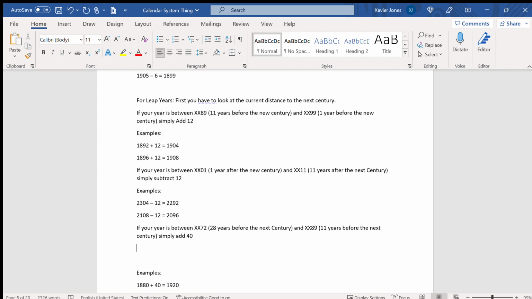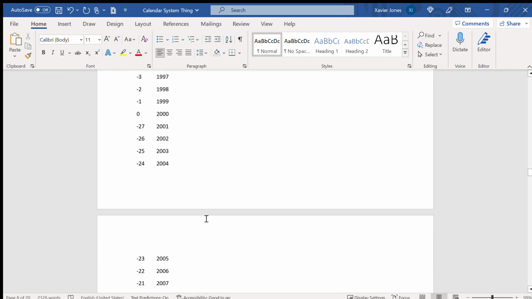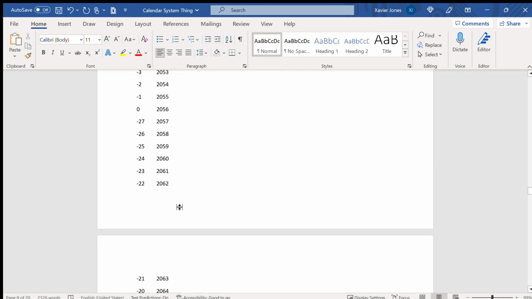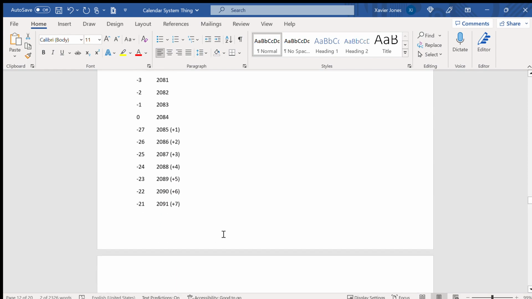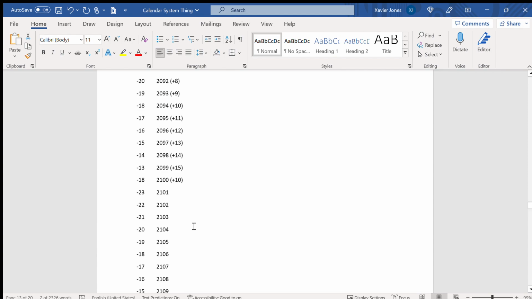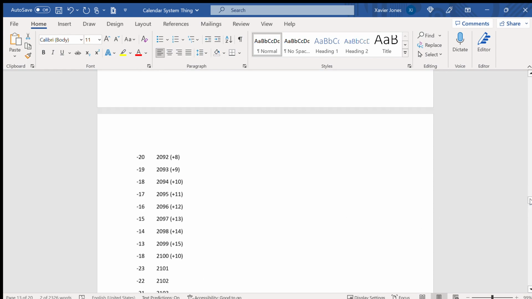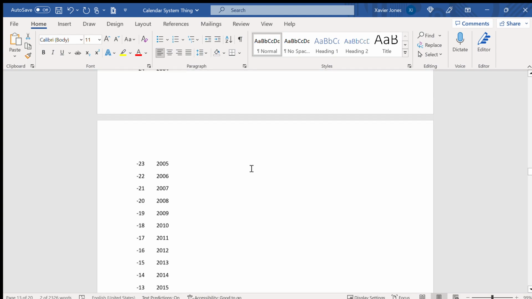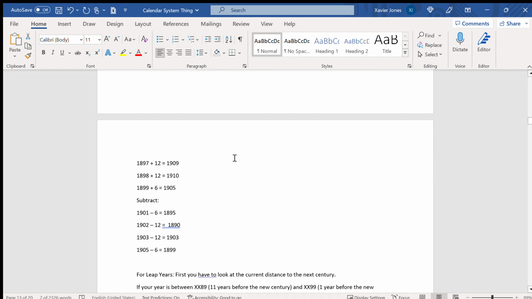So example of that would be 2076. Wait a minute. (2076 to 2116). Yeah. I don't know why the math works out the way it does, but it does.